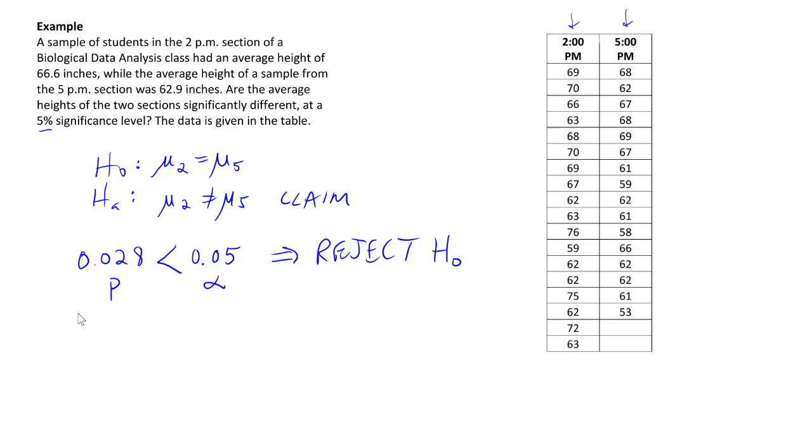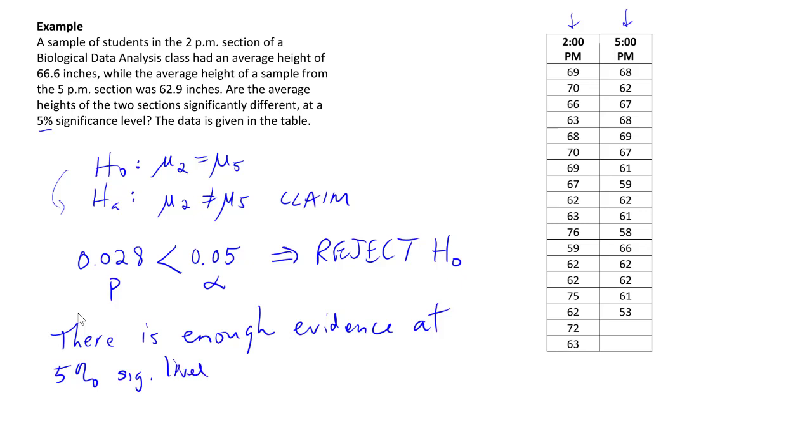Okay, so what have we seen here? So we've rejected H0, bringing us to our claim, and with the claim and the alternative, that's a support problem. So there is enough evidence at a 5% significance level to support the claim that these heights are different, that they're not the same. Okay, so there we go.